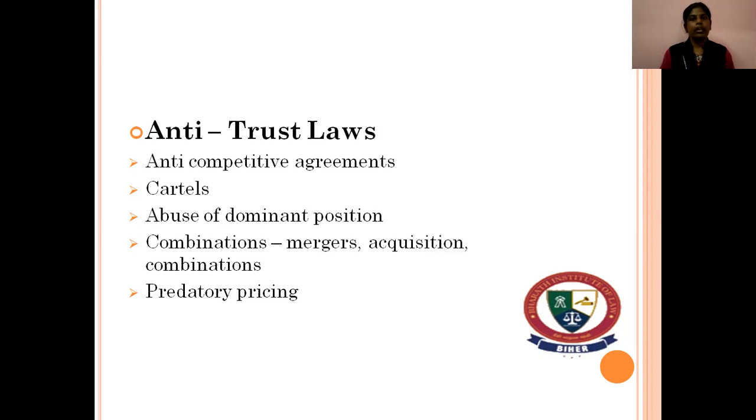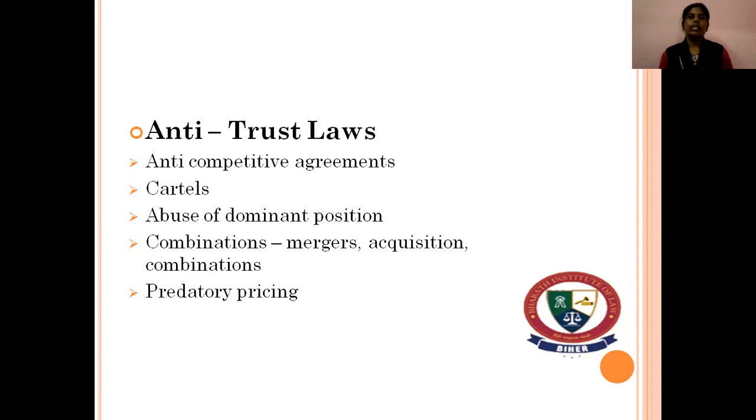And the last is predatory pricing. Predatory pricing means fixing the price of the product at a very low rate. I'll give an illustration. For example, if the expenditure of making a pen is 10 rupees, the same pen can be sold at a rate of 10 or 11 or 12 by keeping certain profit. But it cannot be sold at a rate of 5 rupees, right?